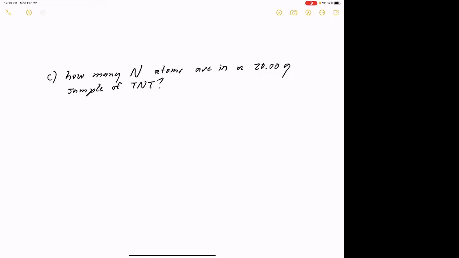All right, so here's the deal. I've got my 20 grams of TNT, but I've got to get to moles of TNT, don't I? So what's the first off-to-the-side calculation I've got to make? Oh yeah, I need to know the molar mass of TNT so I can get from grams of TNT to moles of TNT. Because remember, moles are that central unit. Once I'm in terms of moles, I can go to whatever species I want. In this case, it'll be the nitrogen atoms, but I've got to get to moles first.